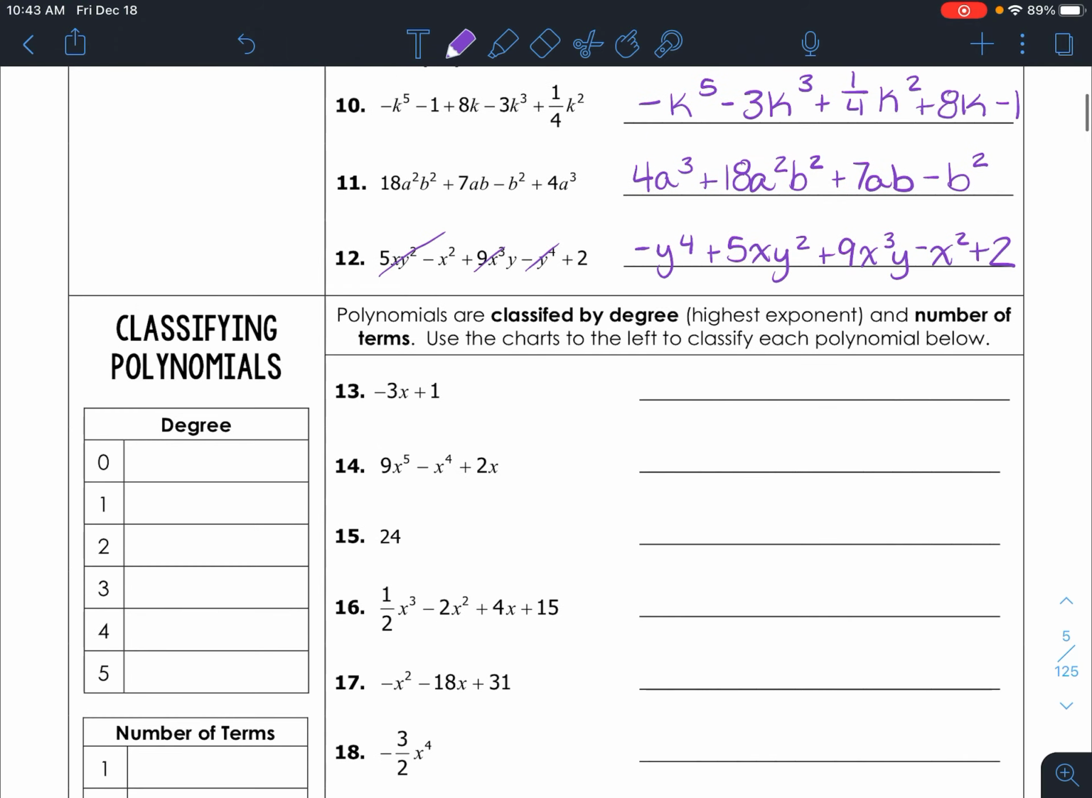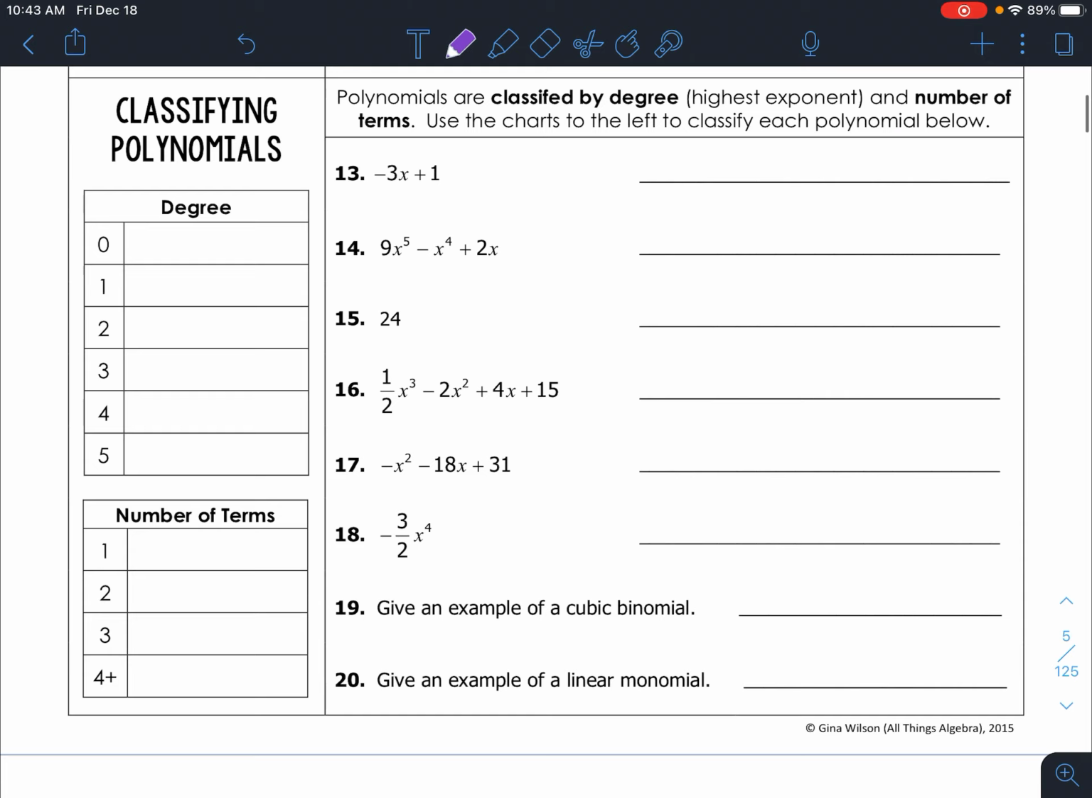Now let's learn how to classify them. You can classify them two ways, by degree and number of terms. So the degree, the exponent, if it's a 0, it's called a constant. To the first is linear. To the second is quadratic. To the third is cubic. To the fourth is quartic. To the fifth is quintic. And after that, we just say to the sixth degree, to the seventh degree.